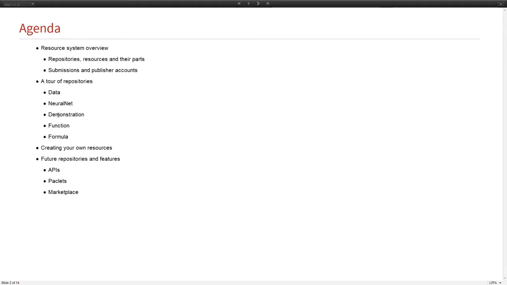So we'll look at 3 new ones that are coming: demonstration repository, function repository, and formula repository. And then we'll have another demo of creating your own resource. This time, instead of data, we're going to look at function resources, and then a brief preview of what's coming in the future for the resource system.